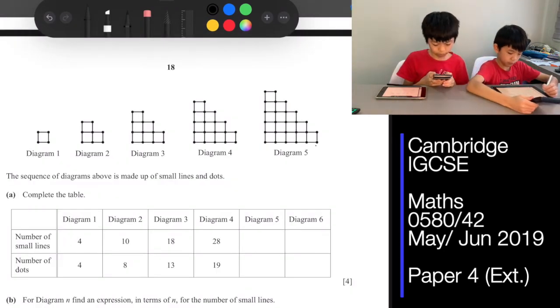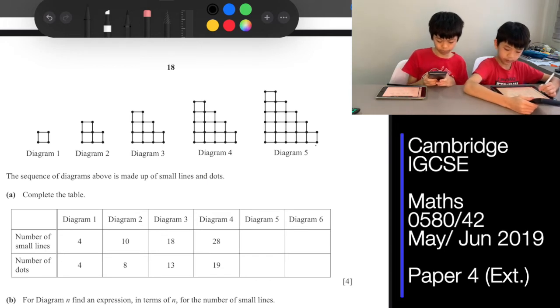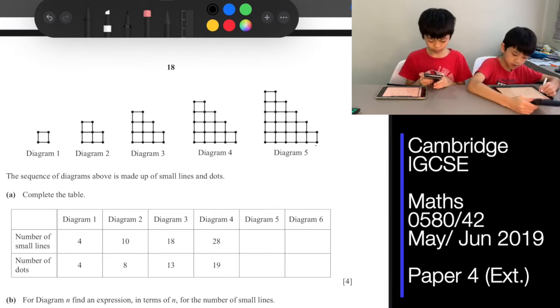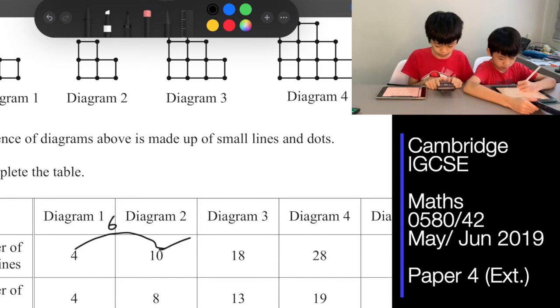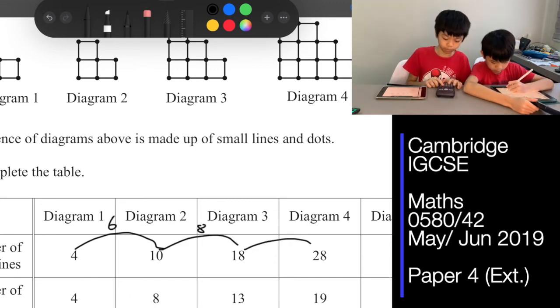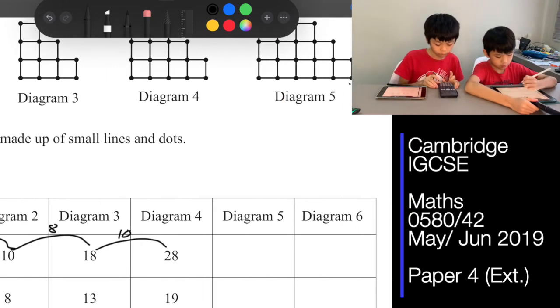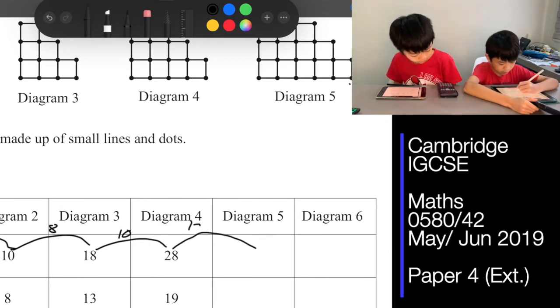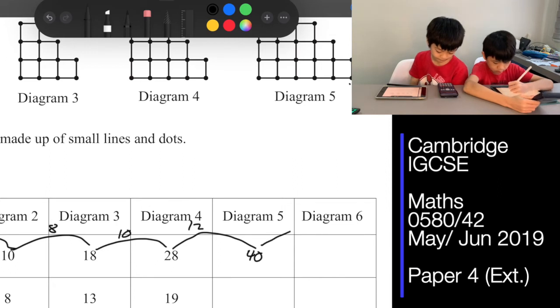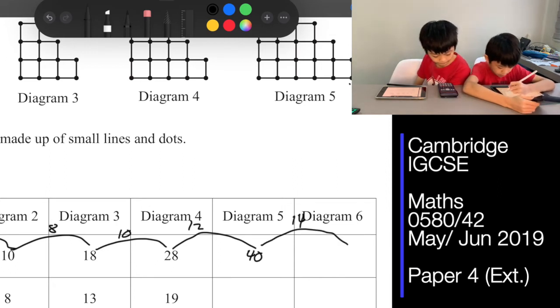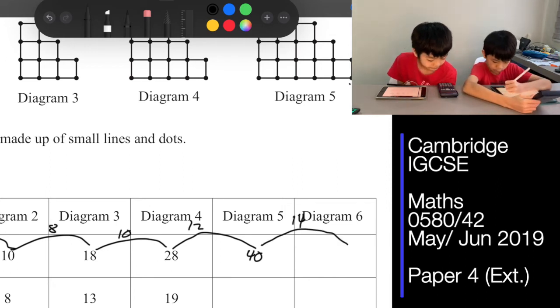Okay, for question 11, the sequence of the diagram above is made up of small lines and dots. For 11a, we need to complete the table. So first we'll look at the difference. Here is 6, here is 8, here is 2. So here should be 12, which is 14. And then here should be 14, which is 54.